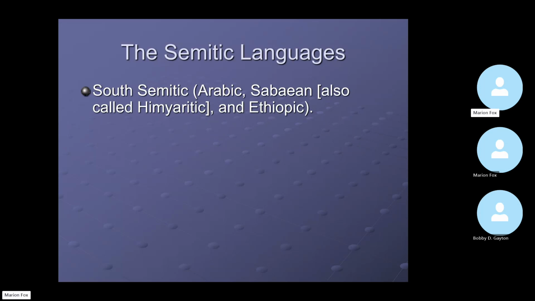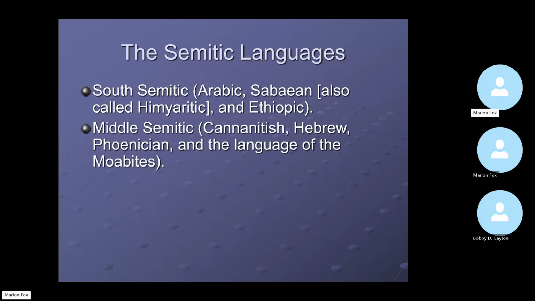There are several Semitic languages. There's Arabic, Sabian, also Himyaritic, and Ethiopic. So these are Semitic languages. There's the Middle Semitic, and that's Canaanitish, Hebrew, Phoenician, and the language of the Moabites. Now remember, the Moabites were descendants of Lot. The Ammonites were also descendants of Lot. So those are the languages that we have that are the Middle Semitic.